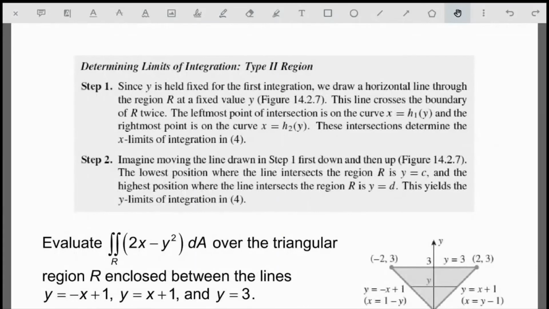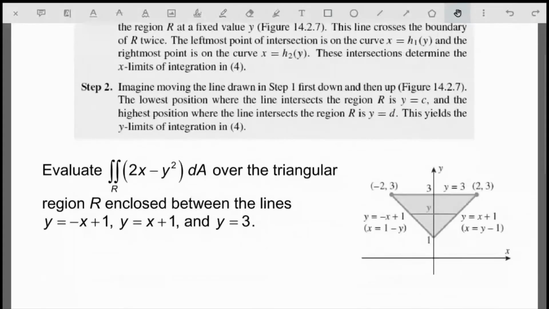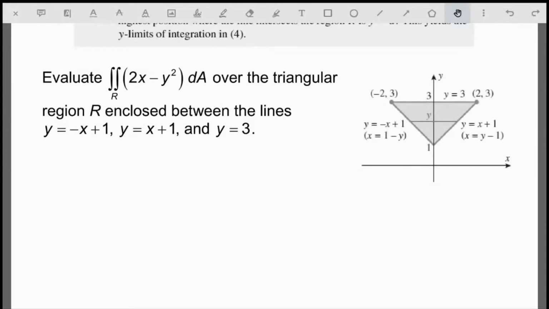Again, with the limits of integration, I think if you look at these problems, it makes sense, but you can always read through this if you really need that. Okay, so here is a triangular region, and we want to evaluate this double integral over this region. It's between the lines negative x plus 1, and y is equal to 3, and we're trying to get the double integral of 2x minus y squared.